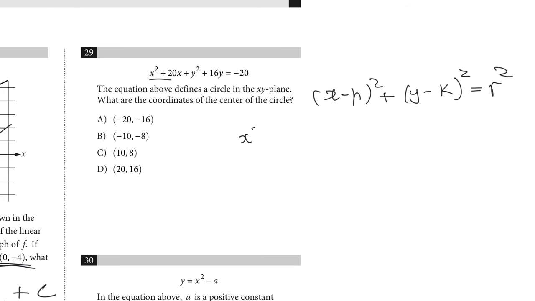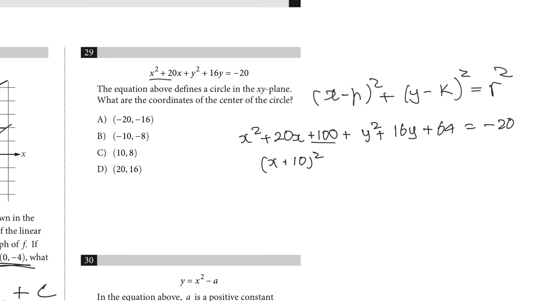So we have x squared plus 20x; now half of 20 is 10, 10 squared is 100, so plus 100. And then the other one, y squared plus 16y: half of 16 is 8, 8 squared is 64, equal to minus 20. Completing the square, we get (x plus 10) squared. Since we added 100 and 64 here, we have to add the same on the other side, because we didn't have that before. Plus (y plus 8) squared is equal to 144. So our center will be (minus 10, minus 8).